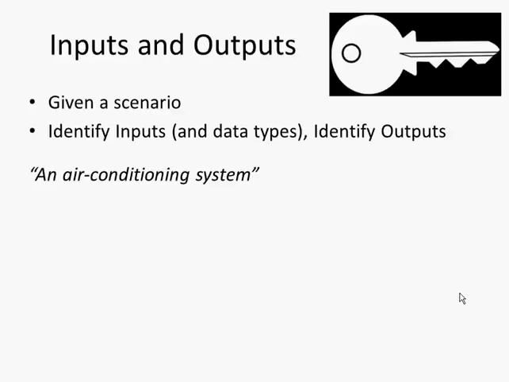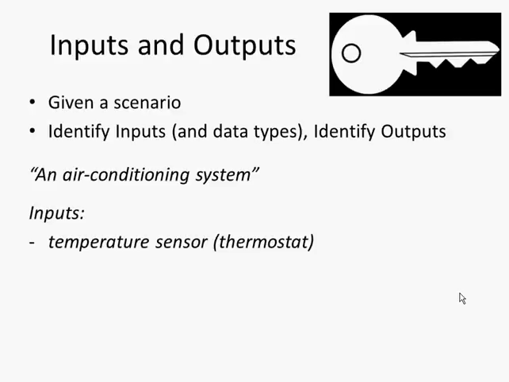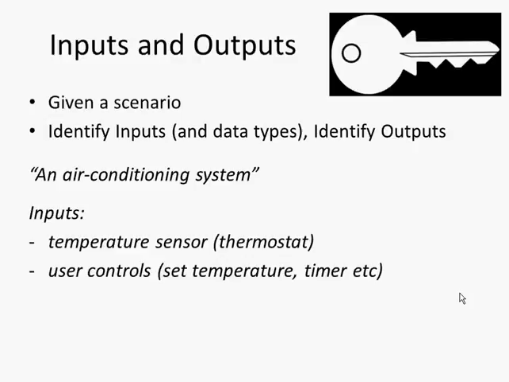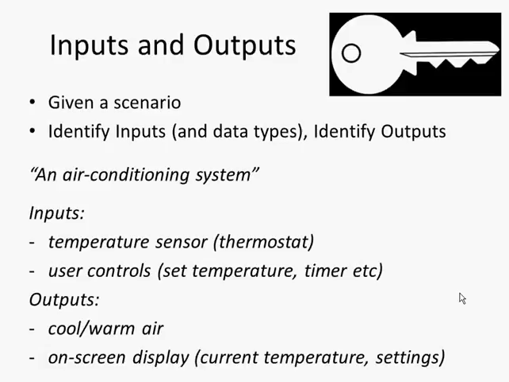So if the scenario was an air conditioning system, for example, our inputs might be a temperature sensor such as a thermostat, and user controls, so there'll be buttons possibly on the panel of the system that allows the user to set the temperature, add a timer, etc. In terms of outputs, well, the output from an air conditioning system is the control that controls the temperature of the air to give out cool air usually. But there'd also be an on-screen display showing the current temperature and showing the settings that the user had input.